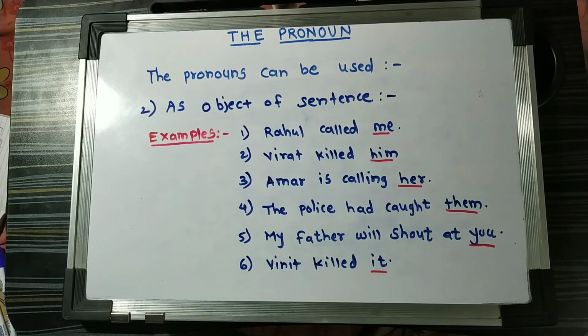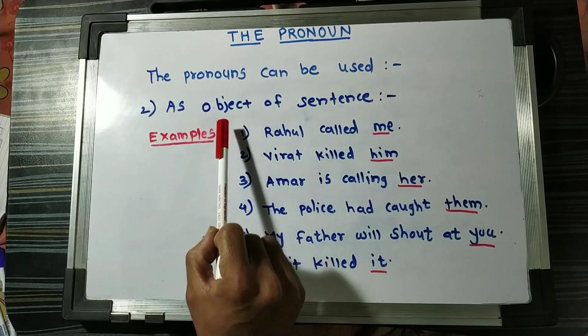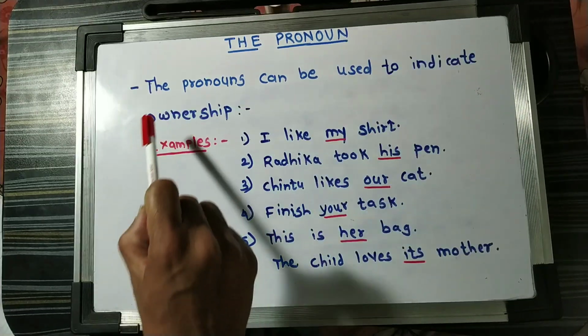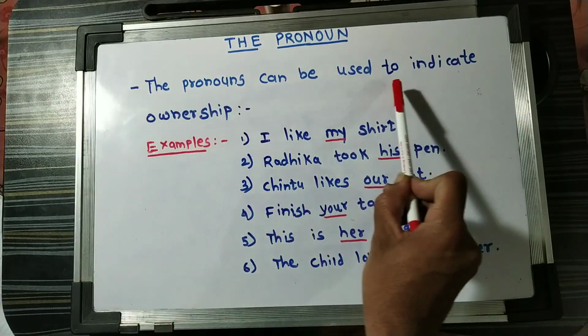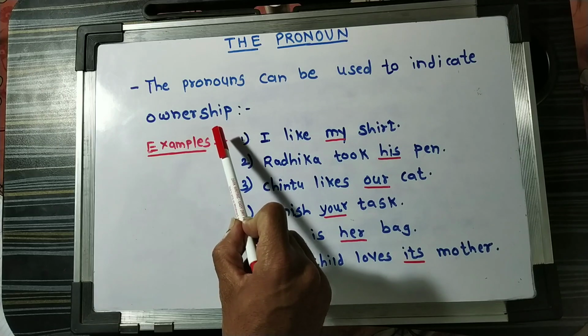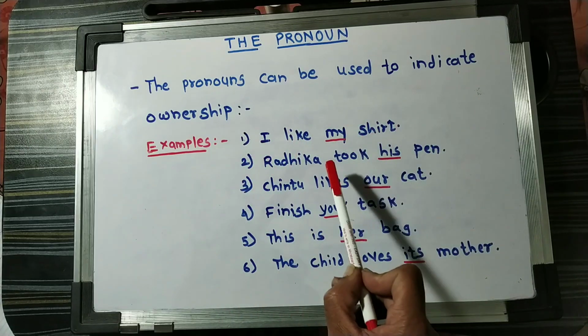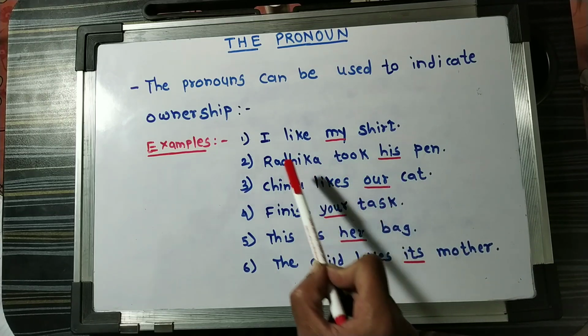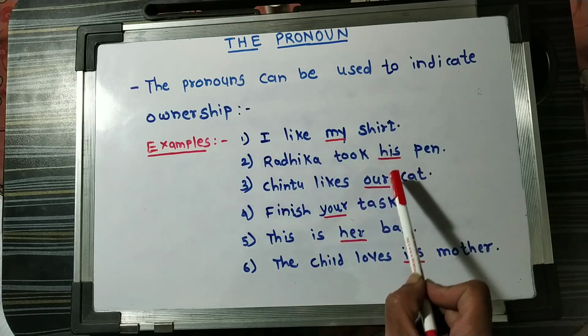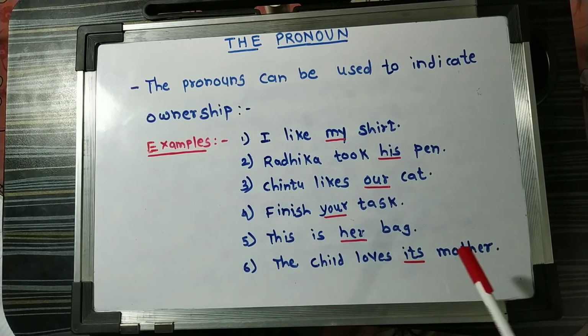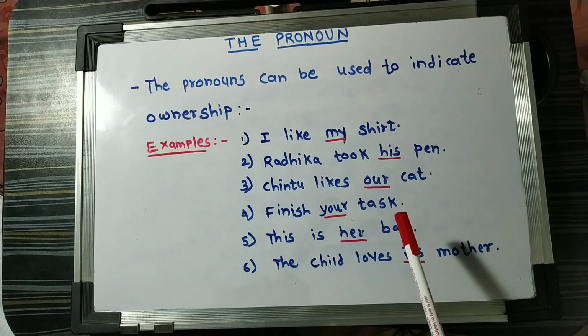So when pronouns are put in the end of a sentence, they work like objects of the sentence. That is what we have seen in the basic structure of a sentence. Pronouns can also be used to indicate ownership. In this example, whatever pronouns I have used, I have underlined them. My, his, our, your, her and its, all these are pronouns and they are indicating ownership over here.